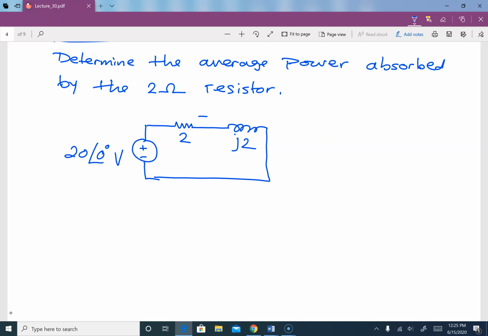This is where we need to find our average power absorbed by the 2 ohm, because as you know, the j2 will not absorb average power at all, right? Because the angle difference between the voltage across it and the current flowing through it is exactly 90 degrees, and cosine of 90 degrees is 0. Then the whole term for average power will be 0.